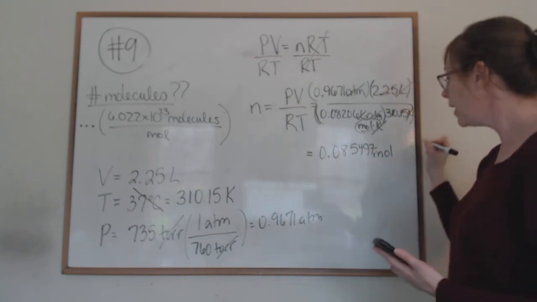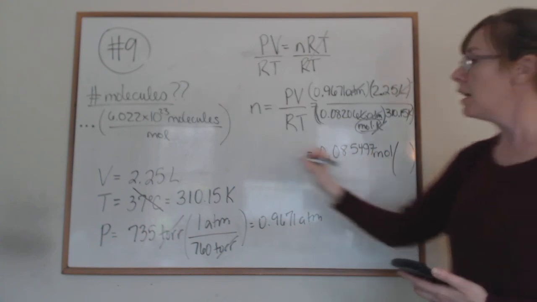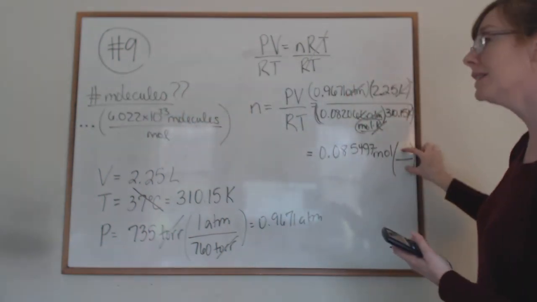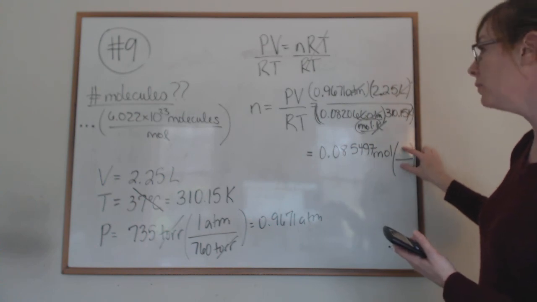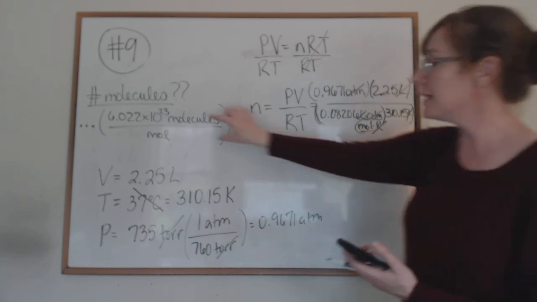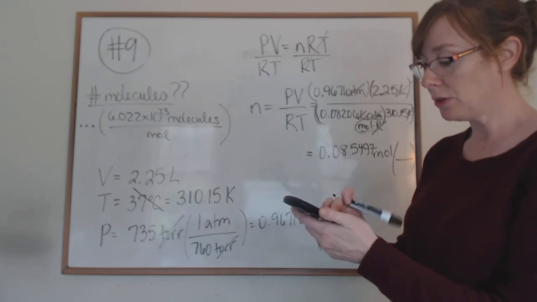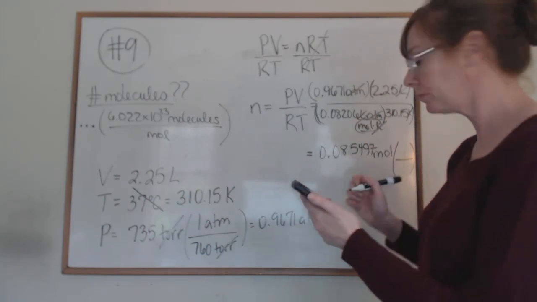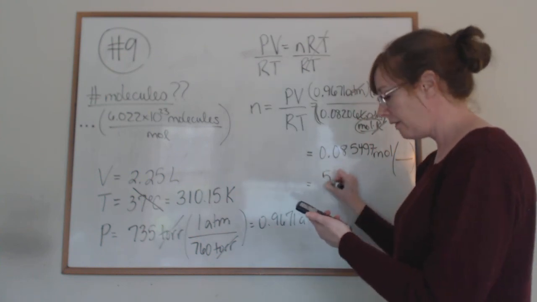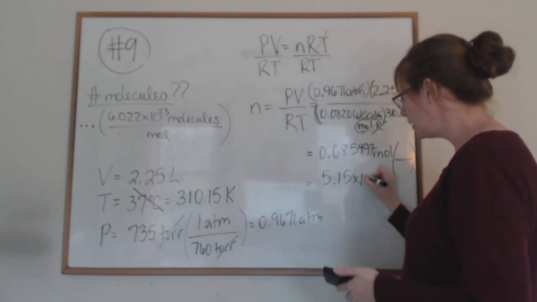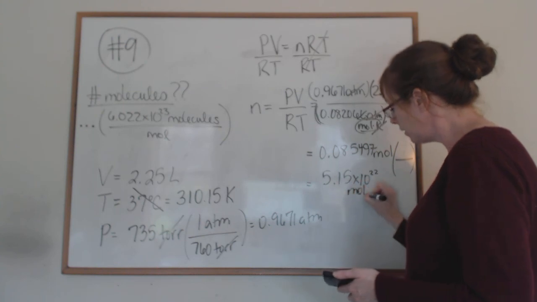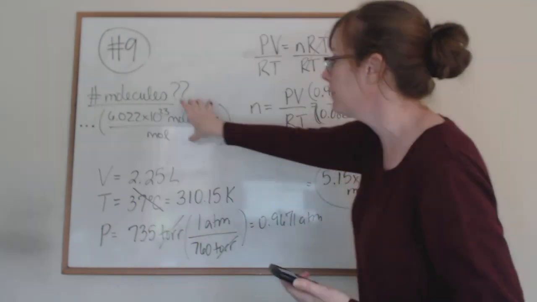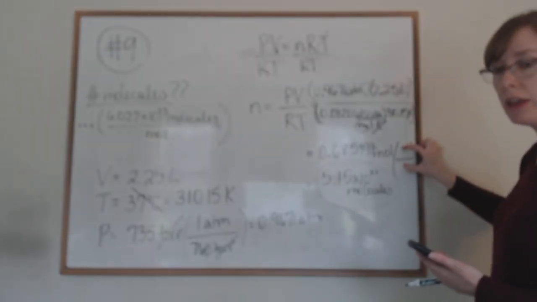And then I'm running out of room, but if you just use this conversion factor here, you will see that moles cancels and molecules survive. So I'm going to take this number and times it by Avogadro's number, 6.022 times 10 to the 23rd, and you'll get the answer, 5.15 times 10 to the 22nd molecules. I kind of ran out of room, but basically this conversion factor gets placed right here, and you'll get the right answer.